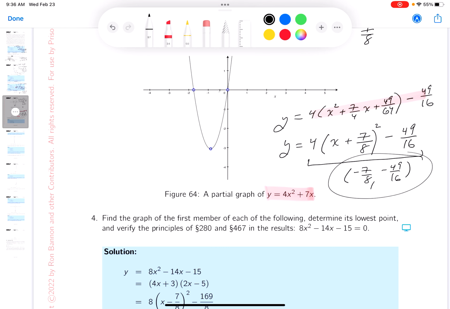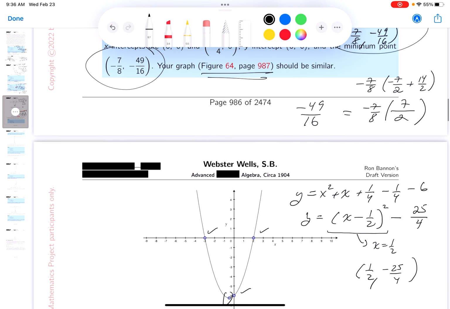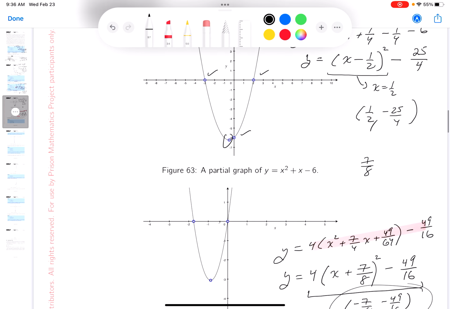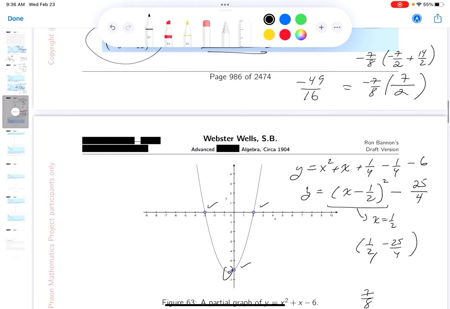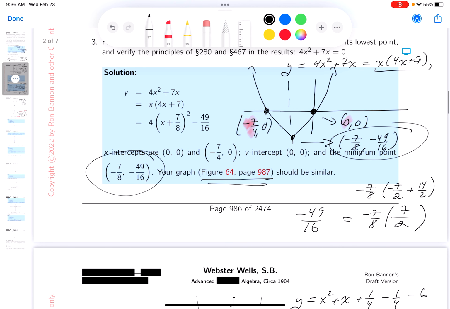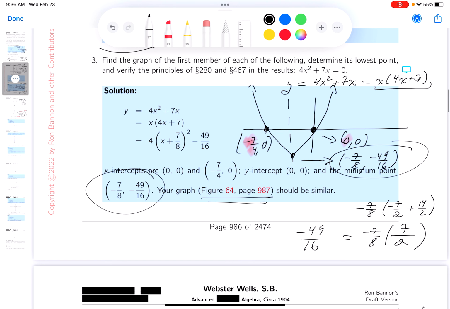All right, are we getting the same answer? Minus 7/8, minus 49/16. Again, no miracle here. We're expecting this. These are very, very easy problems to do for the most part, once you master it.